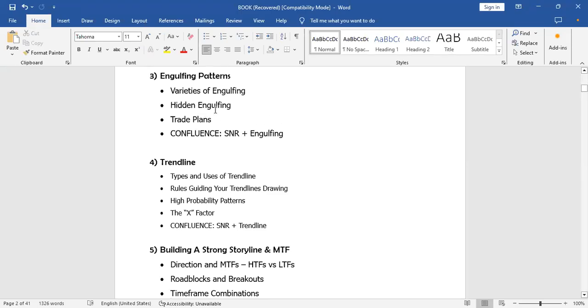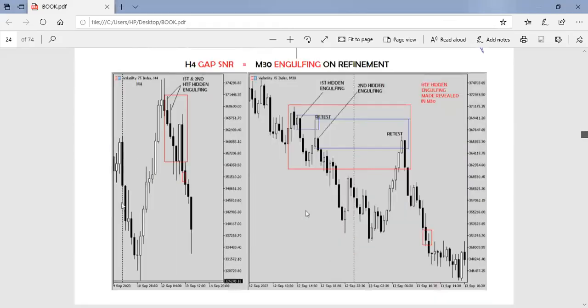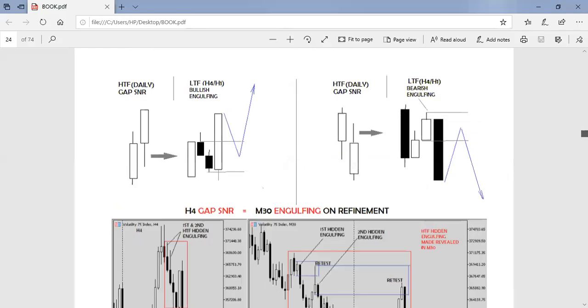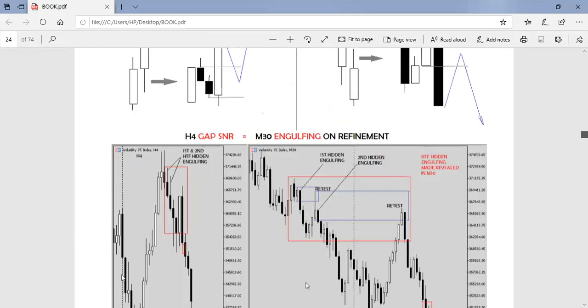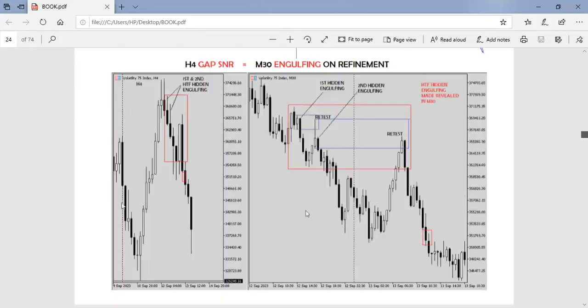Then we have the hidden engulfing. I think I forgot to, but I'm able to do justice to that. So this is what we refine here.